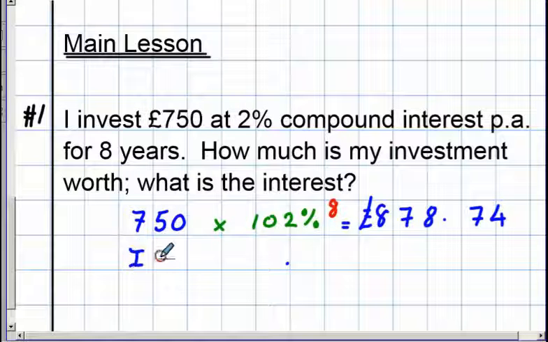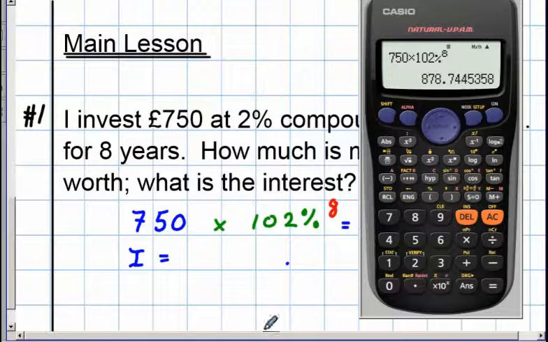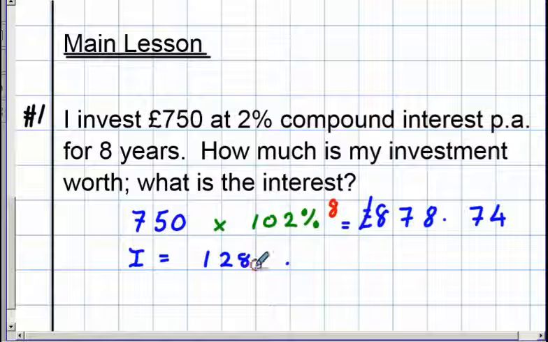The interest is the amount by which it's changed. So from this, you would take away the original amount. So I'm going to take away 750, and there you go. My interest, the amount that's gone up by, is £128.74. Could have probably done that without a calculator.